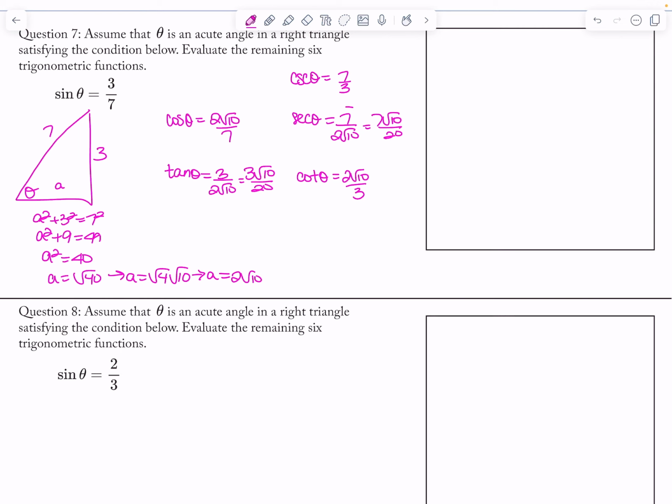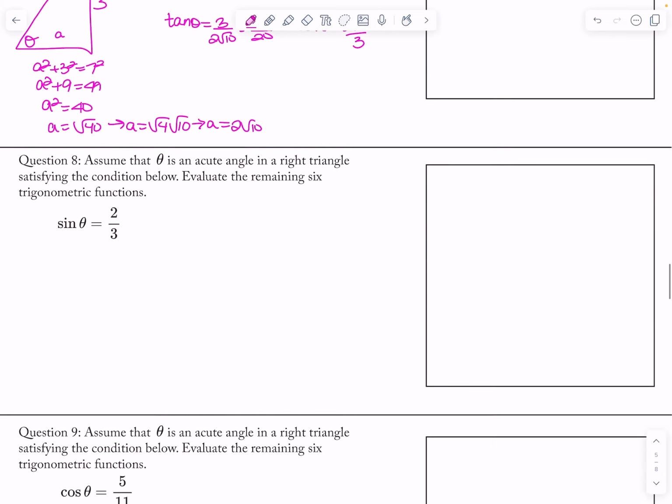So I did that rationalizing stuff in my head. So just so we're aware, here, 7 over 2 root 10, I multiply by root 10 over root 10. So I get 7 root 10 over 2 times 10. So that's where I get the 20 from at the bottom.